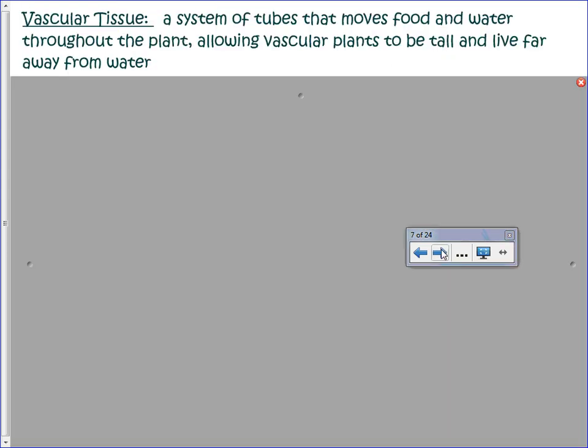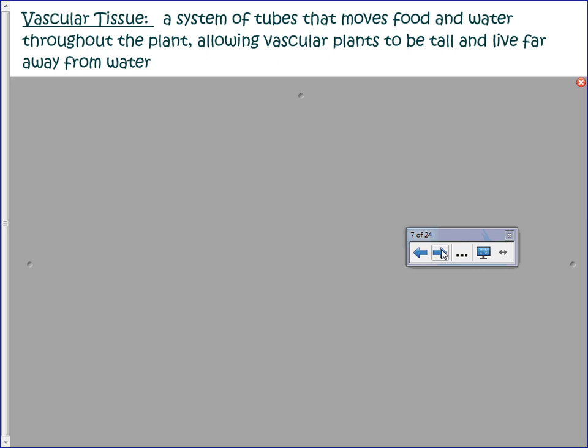Okay, so you guys actually just came up with this no problem as we filled out our Venn diagram. Vascular tissue is a system of tubes that moves food and water throughout the plant, allowing vascular plants to be tall and live far from water. So this is a nice adaptation. Most of the plants we are familiar with are vascular plants. They don't have to live right on the edge of the water.